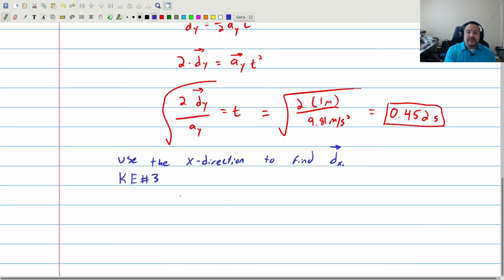So kinematic equation number 3 says this. Displacement is equal to v initial t plus 1/2 a t squared. This time, instead of y's running around everywhere, we're using the x direction. So I'm going to put x's on these to remind myself that I cannot use the y variables. I must only use the x variables here. So let's plug in some pieces here. It turns out I'm looking for dx. It's already solved for it, so all I need to do is plug in some numbers.